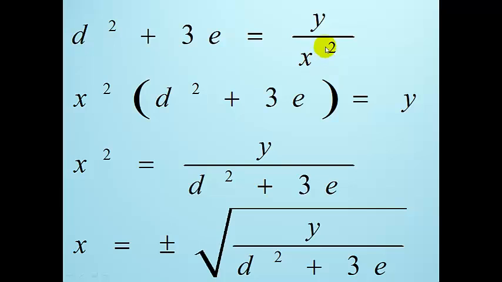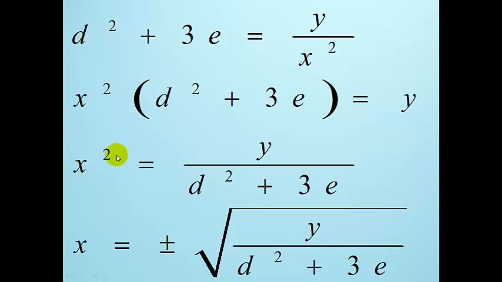Now let's cross multiply. So x square multiplies d square plus 3e, and that is how come we have x square times d square plus 3e is equal to the numerator y. Now we are making x the subject. So first we divide through by d square plus 3e, both the left hand side and the right hand side. When we divide the left hand side by d square plus 3e, we have x square. And when we divide the right hand side by d square plus 3e, we have y over d square plus 3e. Now take note that we are making x the subject, not x square.